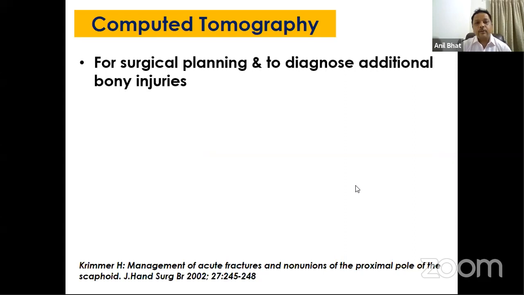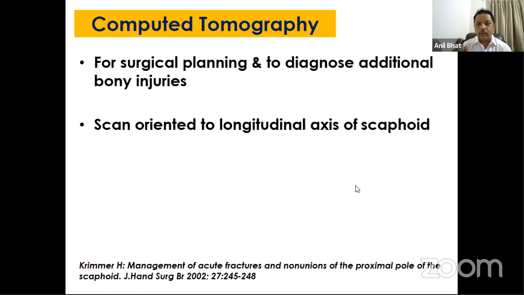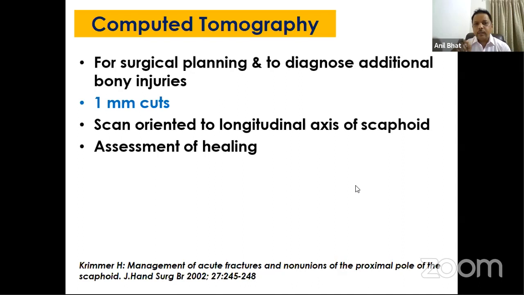For you to plan surgically, and to diagnose any additional bony injuries, always make sure that you ask for a CT scan oriented to the longitudinal axis of the scaphoid, and then reconstruct the whole thing. It's also useful for assessment of healing. The most important thing is, when you ask for the CT, the normal CTs are done at 3 millimeter cuts. For scaphoid, you need to specifically ask the radiologist for a 1 millimeter cut to pick these small fractures, plus if you want to see the displacement.